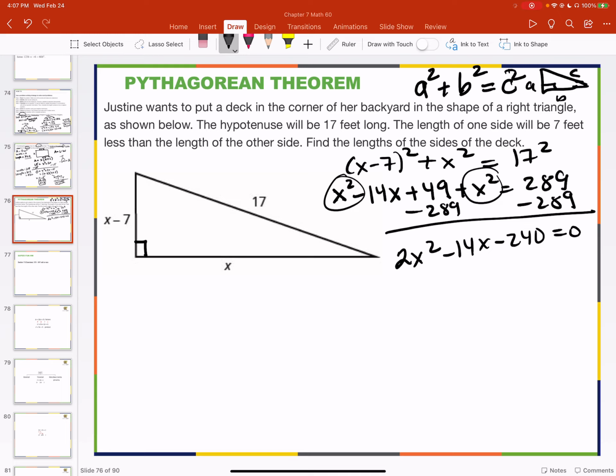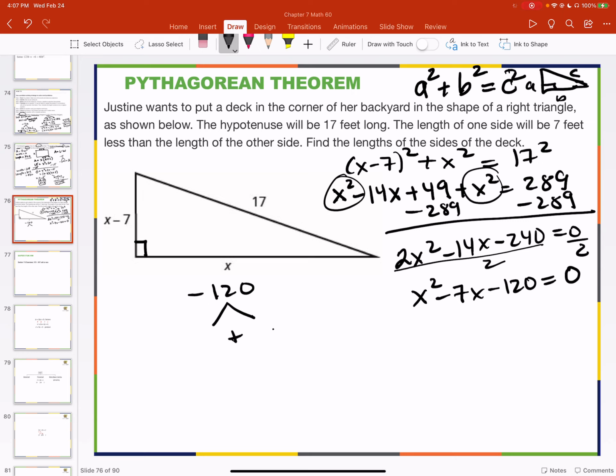So now I'm going to show you a trick. These are all even. So if I divide everything by 2, this simplifies to x squared minus 7x minus 120. And 0 divided by 2, of course, is just 0. So now, what are the factors of negative 120 that combine to become negative 7? So let's think for a minute. What are the factors of negative 120?